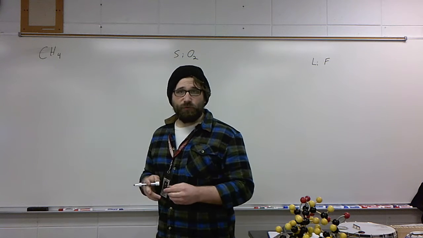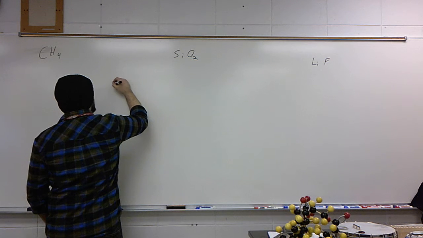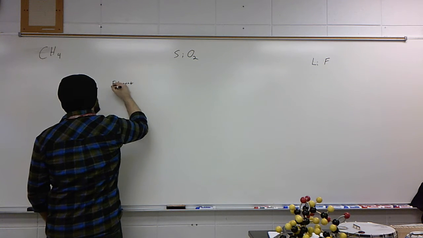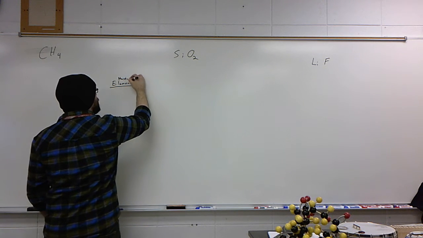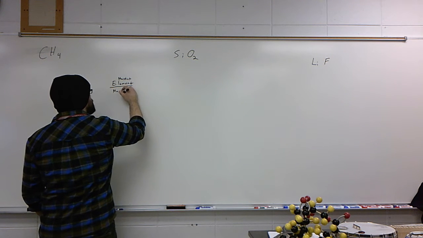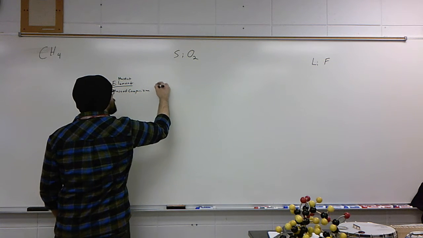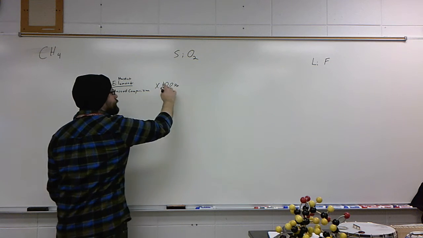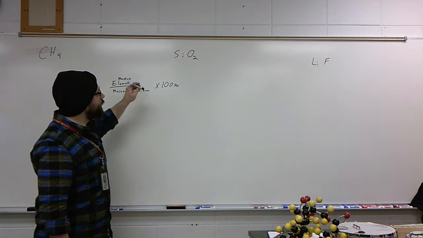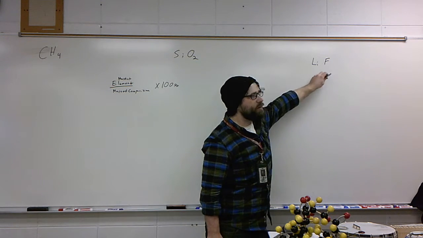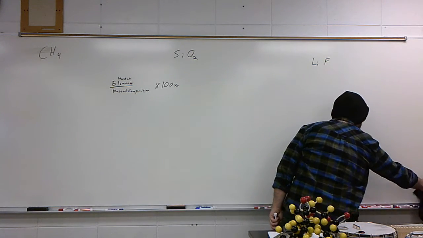So the general form of this is you take the element you're looking at, the mass of that element, divided by the mass of the whole composition, and then just times 100%, which we should all know how to do by now. Okay? We're going to look at 3 examples. We're going to look at methane, SiO2, and lithium fluoride. Let me just erase that little guy, and then we'll get started.